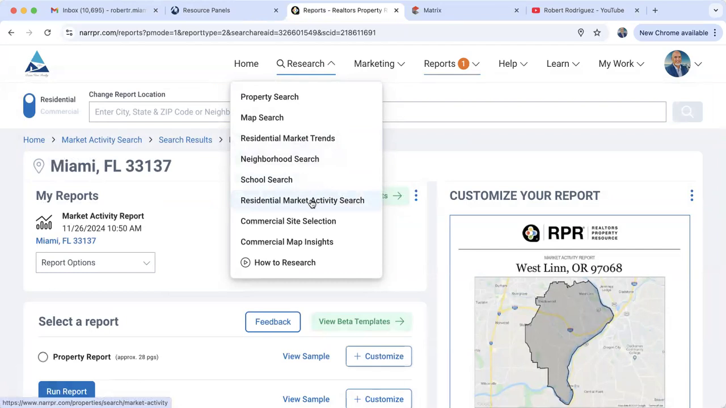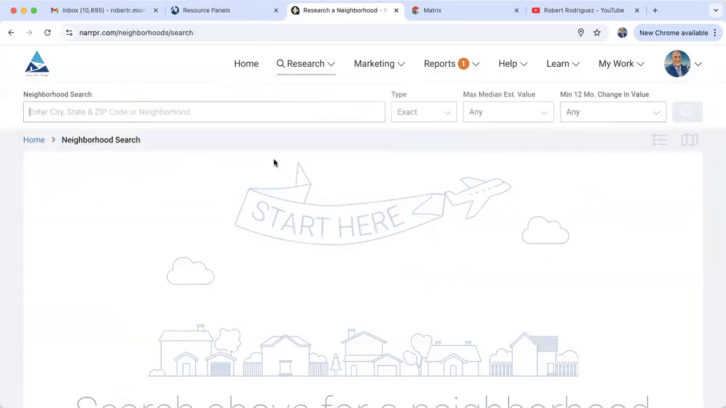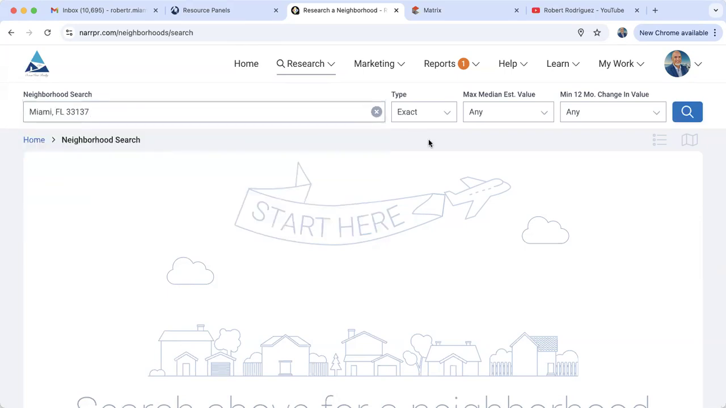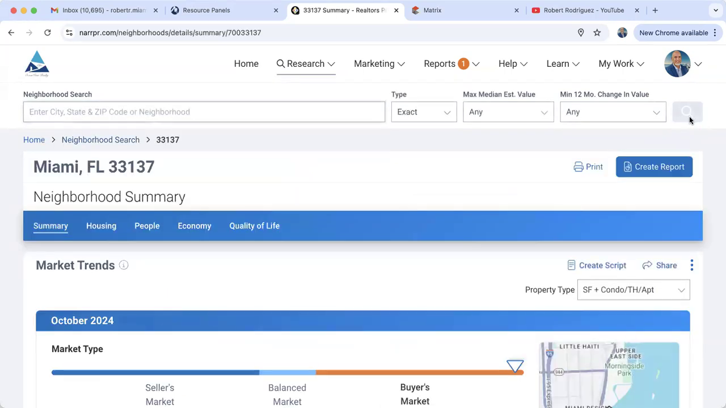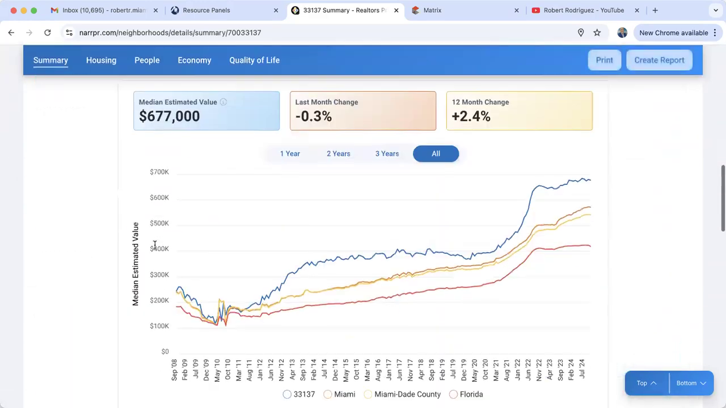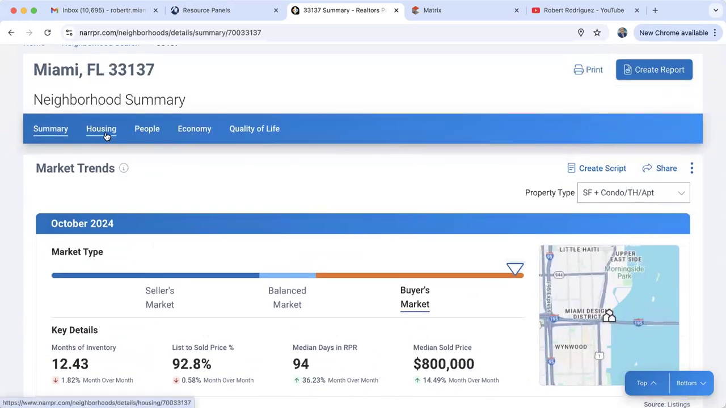Don't forget, guys, you can also pull statistics and demographics for properties or neighborhoods anywhere in the US by clicking on neighborhood search. So let's say we want to know about zip code 33137. So we're going to go ahead and just stick with the zip code here. We're going to click here and we're going to go ahead and click on search. All right, so it's going to give us a summary of everything that is studied. Then you can go to housing, people, economy, and quality of life.